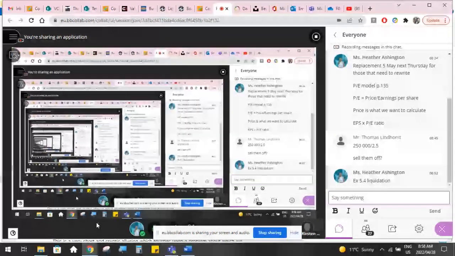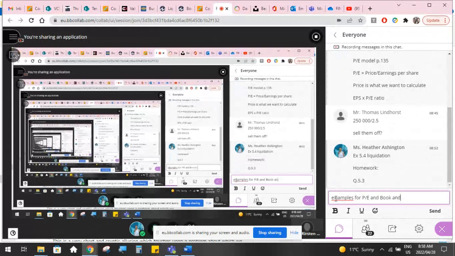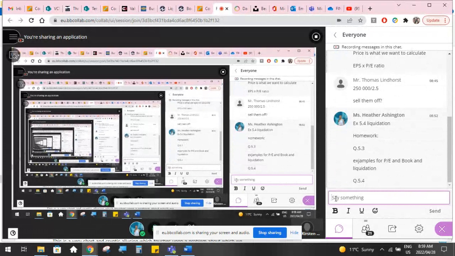Okay, so that's all that we've got to cover today. But now for your homework, remember you are going to do question 5.3. And you're going to have a look at the examples that we've done today for the PE and book and liquidation. Then you must make sure that you can do your question 5.4 without looking at the answer. That's the one that we've just had a look at now.